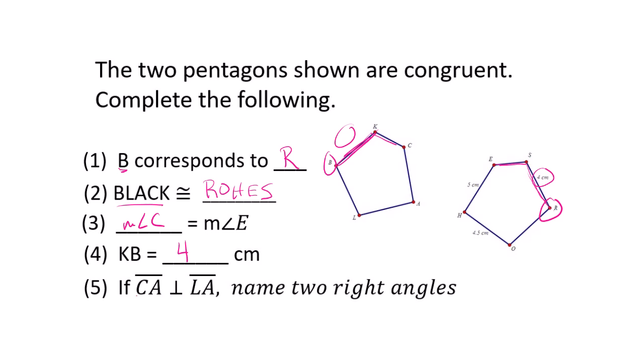All right, and then it says if CA is perpendicular to LA, name 2 right angles. So a right angle would be angle CAL or LAC, and then the other one, the one that corresponds, so angle A here should correspond with angle H, right? So right here, this should also be a right angle. So angle EHO should be right angles. Okay.